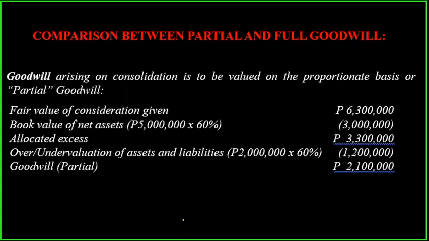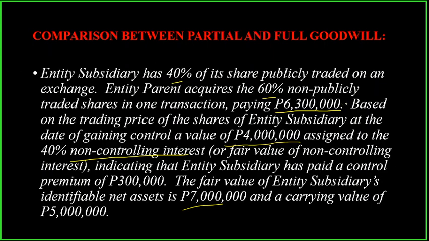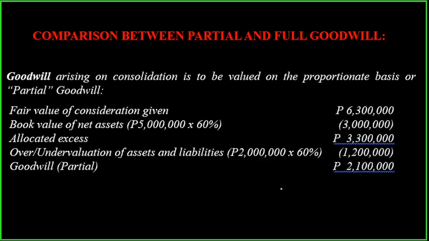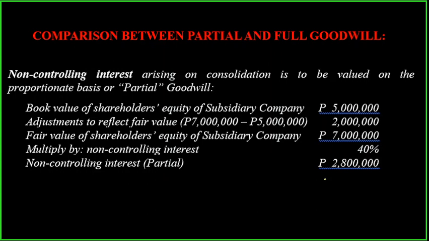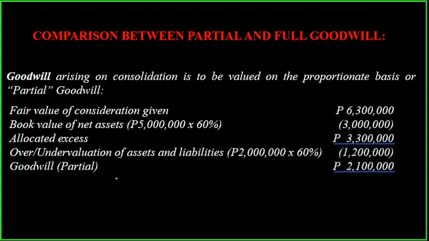Under partial goodwill, there you go. Sir, where did the 6.3 come from? Let's go back. That is now given. Sir, where did the 3 million come from? That's 60% of 5. Now you have the adjustment. Goodwill under partial is 2.1 and your NCI is 2.8. Let's try it. Parent, NCI.